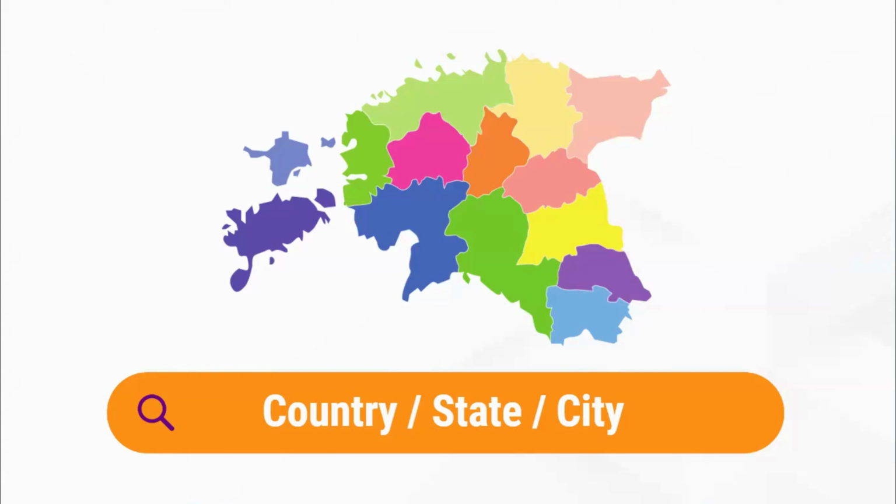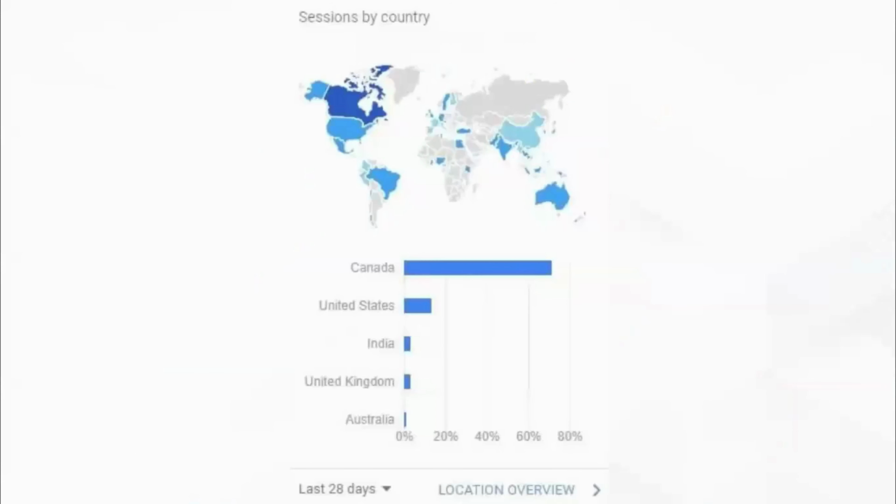With the help of Google Analytics, you can also check from which country, which state, or which city a user is visiting your website. Here is an example. For the country: Canada, United States, India, United Kingdom, and Australia. So people can visit your website from all over the world. If you connect your website with Google Analytics, you will understand where your users or your customers are from. This is an example for a country.